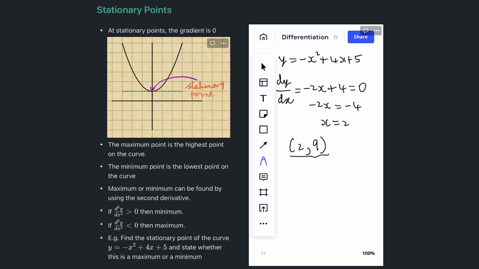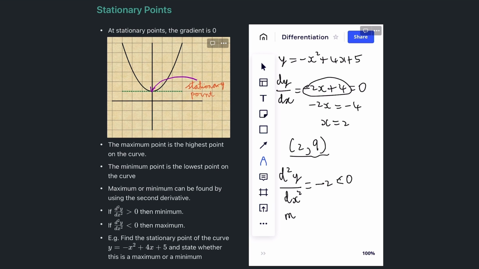And next thing we need to know is whether it's a maximum or a minimum, right? So your d2y over dx2, you get it by differentiating the differentiated function. So your d2y over dx2 should be minus 2, because we're differentiating this. And as you can see, negative 2, that's negative, so that's less than 0. And if it's less than 0, then it's a maximum, right? So now we know that it's a stationary point.